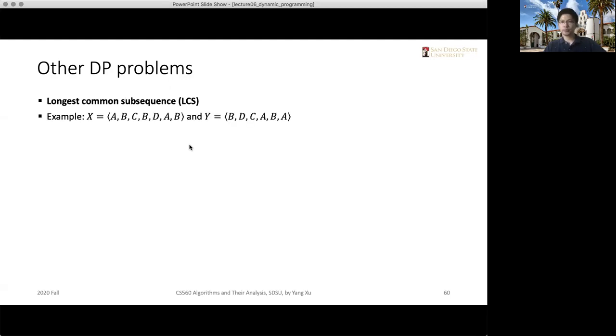Okay? So the problem is that given two sequences composed of discrete symbols, we have a vocabulary of limited size, like A, B, C, D. Suppose that is all the vocabulary we have. We only have A, B, C, D, four symbols. In this example, the X sequence is A, B, C, B, D, A, B, and Y is B, D, C, A, B, A.